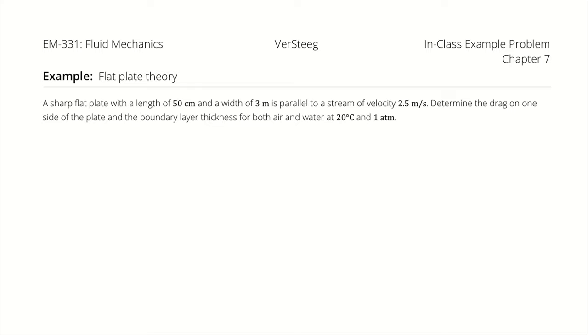A sharp flat plate with a length of 50 centimeters and a width of 3 meters is parallel to a stream with a velocity of 2.5 meters per second. Determine the drag on one side of the plate and the boundary layer thickness for both air and water at 20 degrees Celsius and 1 atmosphere.